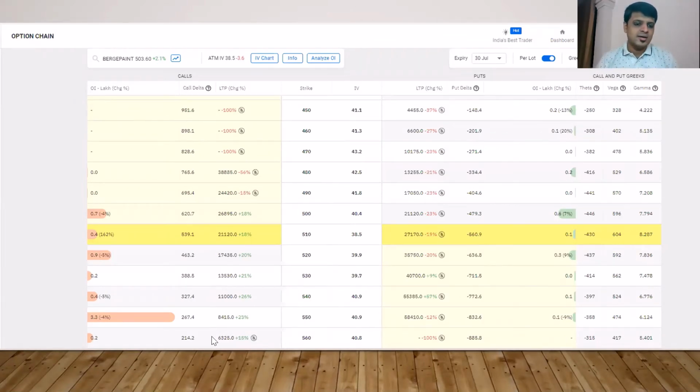I can see that for the call options, the largest open interest is at 550. That tells me that most people think Berger Paints might not go beyond 550. That's probably a lot of people selling 550 call options. That's a good understanding that I can get. I can also see that the 500, 510 and 520 call options are places where there is enough volume to enter, if I look at the options chain.